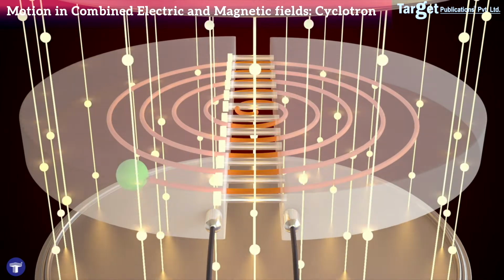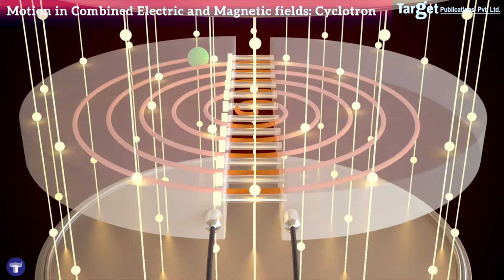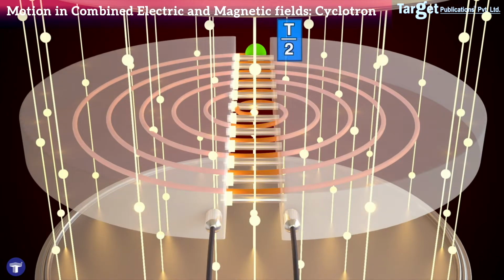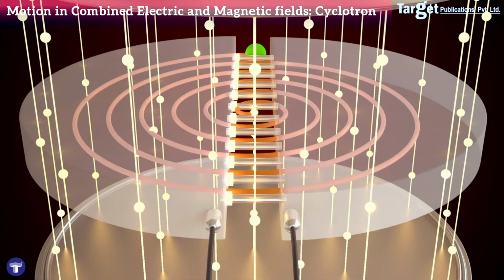Thus the particles move in a semicircular path in one of the Ds and arrive in the gap between the Ds in a time interval T by 2. T is the period of revolution given by the shown formula. We can thus find the frequency, which is known as the cyclotron frequency, using the formula that T is equal to 1 upon nu c. Inside the Ds, the particles travel in a region free of the electric field.